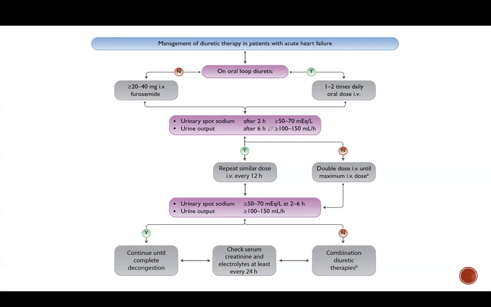So after 6 hours, if the patient's urine output is maintaining 100 to 150 ml per hour, or urinary spot sodium is more than 50 to 70 milliequivalents per liter, yes, then you can repeat a similar dose, that is IV every 12 hours. Every 12 hours you can give the similar dosage. Suppose this target is not achieved, then you have to double the dose IV until the maximum IV dose you can reach. Your goal should be this.